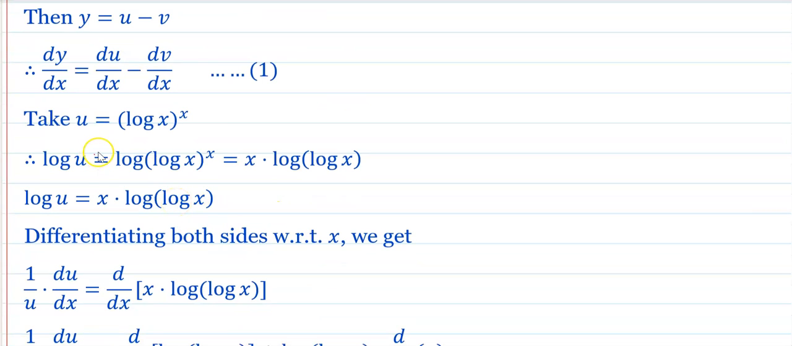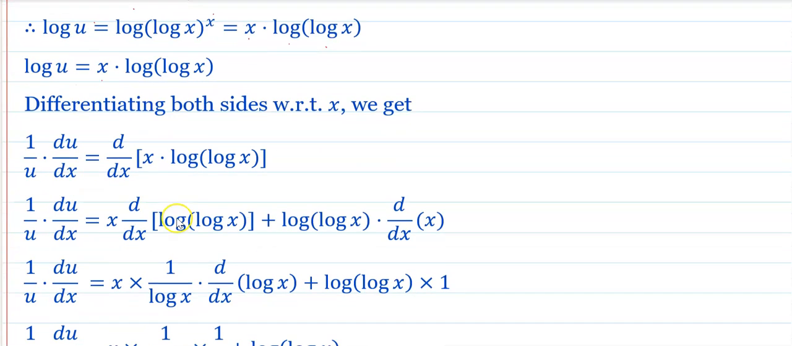u is equals to log of x bracket raised to x. Take log on both sides, then you will get log of u is equals to log of x bracket raised to x. That is nothing but x times log of log x, by using the rules of logarithm, where the power comes in front. Now, log of u is equals to x times log of log x.